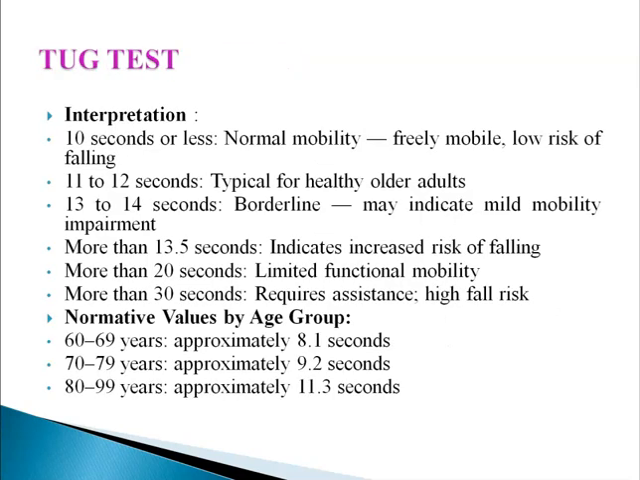A short summary, and this is the interpretation of TUG test. 10 seconds or less is the normal mobility. 11 to 12 seconds is typical for the older adults. 13 to 14 seconds, borderline. More than 13.5 seconds indicates increased risk of falling. More than 20 seconds is limited functional mobility, and more than 30 seconds, the patient requires assistance and there's a greater risk for fall.